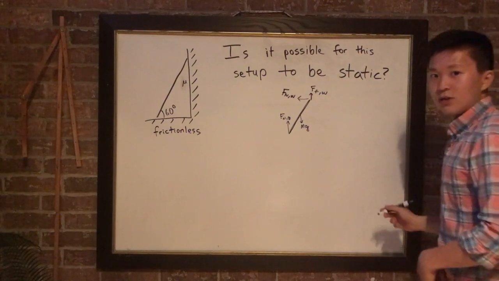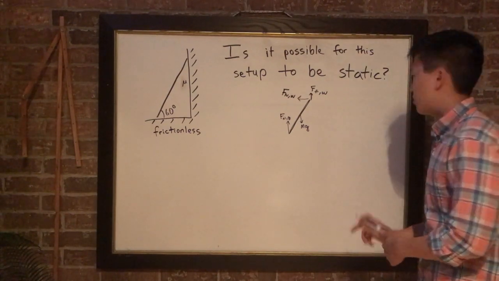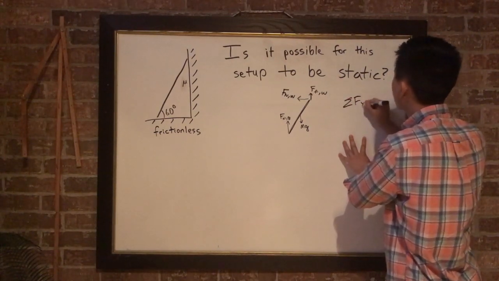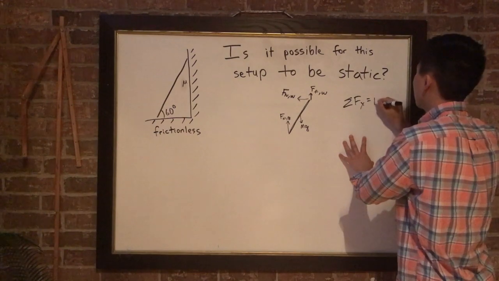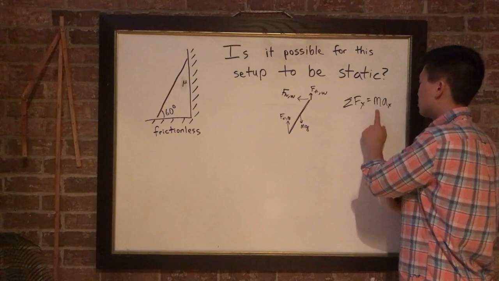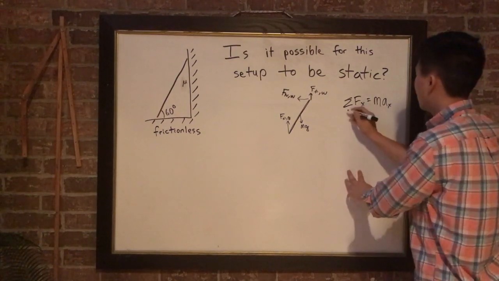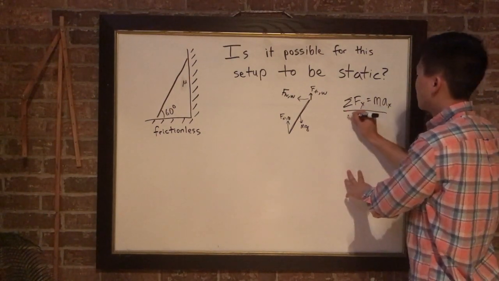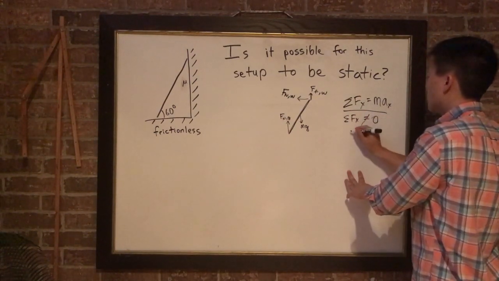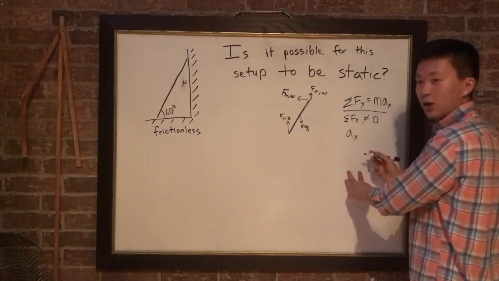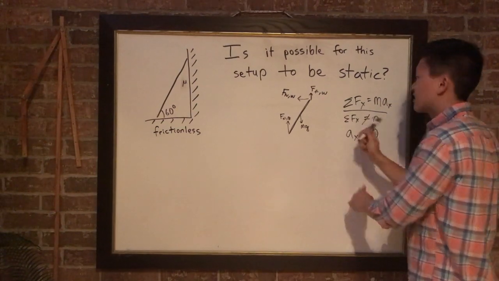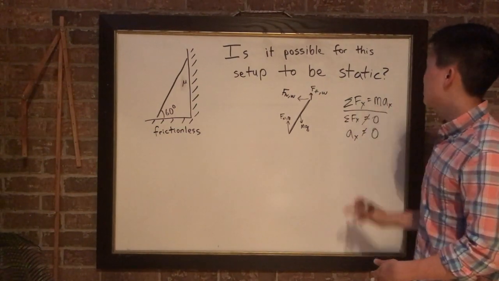So I'll write this in Newton's second law form. The net force on this ladder system in the x direction will be equal to ma, and since this is not equal to 0, there will be some acceleration in the x direction on this ladder. So the answer to this is no.